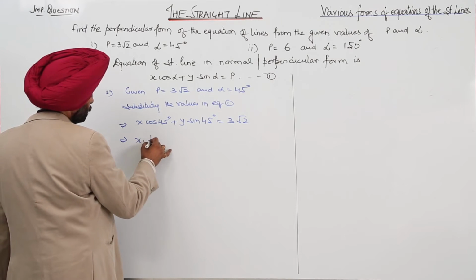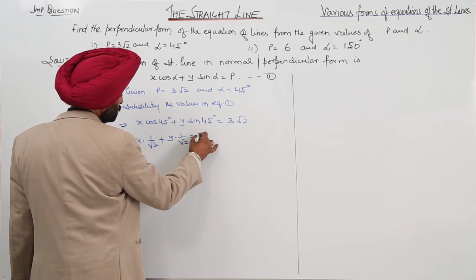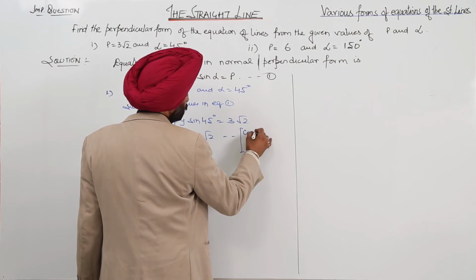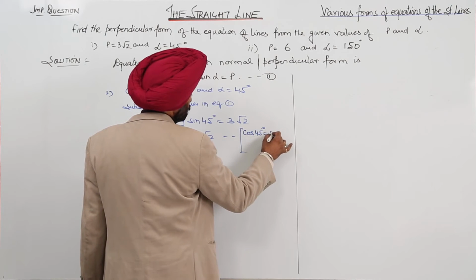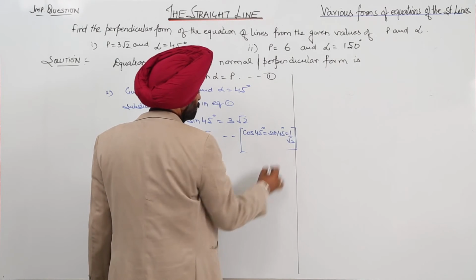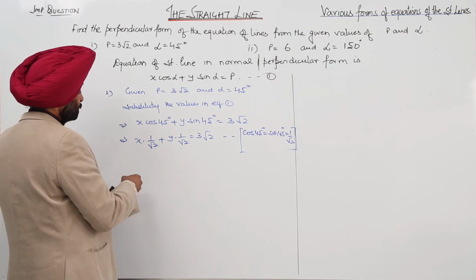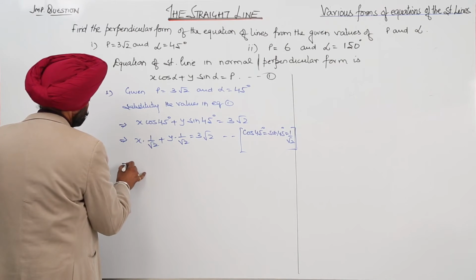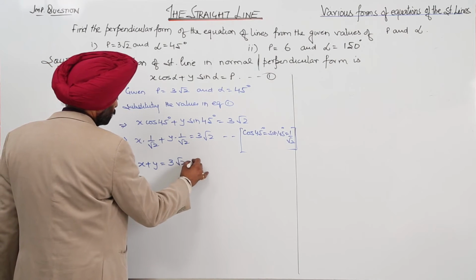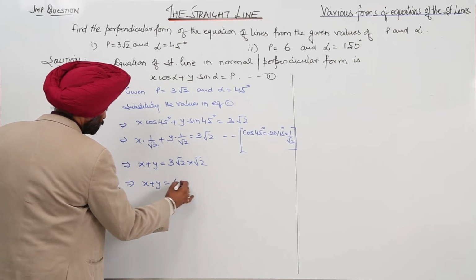Now x times 1 upon square root of 2 plus y times 1 upon square root of 2 is equal to 3 square root of 2. Now what we have done, cos 45 degree is equal to sin 45 degree, because both are equal. Okay, both are equal to 1 upon square root of 2. x plus y is equal to 3 square root of 2 times root 2. x plus y is equal to 6.